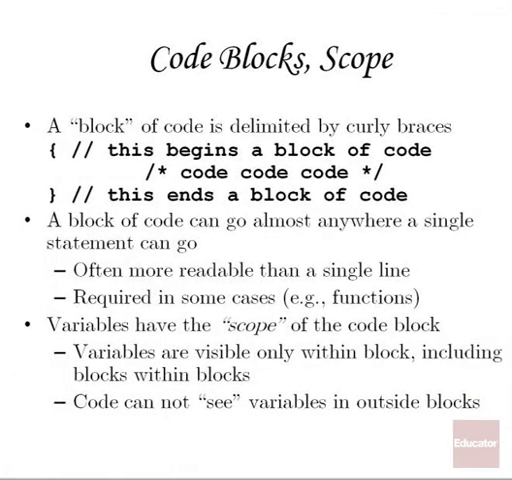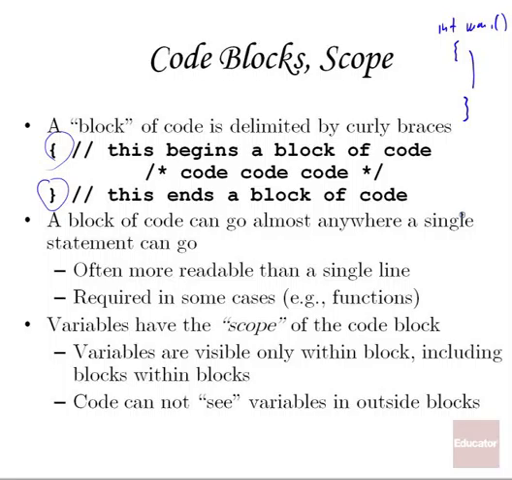All right, now code blocks. We've already seen one type of code block where you've got your main function, where you put the entire program inside of a code block. Basically, you have your open curly brace, which begins a block of code, and your end curly brace, which ends a block of code.